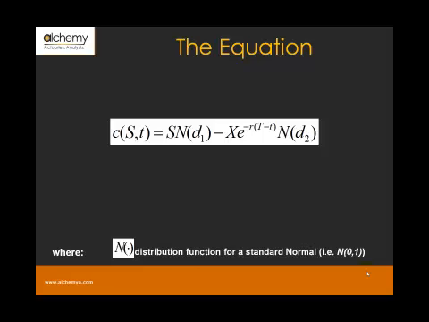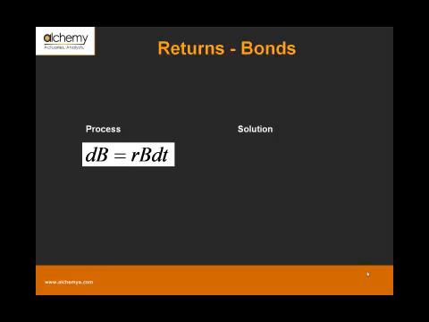So coming back to the equation, the Black Scholes equation assumes that there is an underlying process for the security that we are modeling. What does that process look like? If you're looking at bonds, or if you start with the simplest of securities, you find that the rate of change in the value of the bond is given by a very simple relationship.